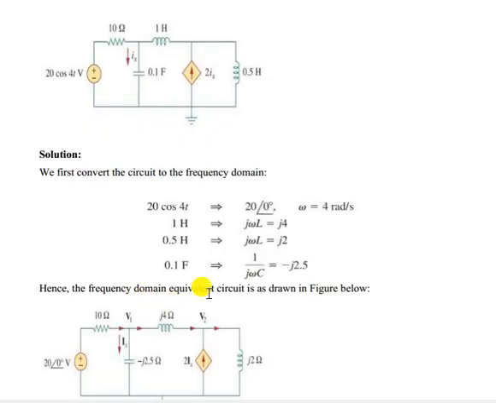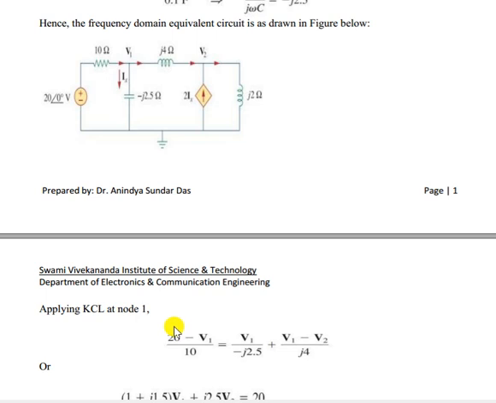Now we have to draw the equivalent frequency domain circuit from this time domain circuit. What we have is 20 at 0 degree, 10 ohm, j4, minus j2.5, and j2 ohm. Now we can apply KCL at node 1. This node is grounded. So what is the value of this node? That is nothing but the value of this voltage source, 20 at the angle 0, and this is positive.